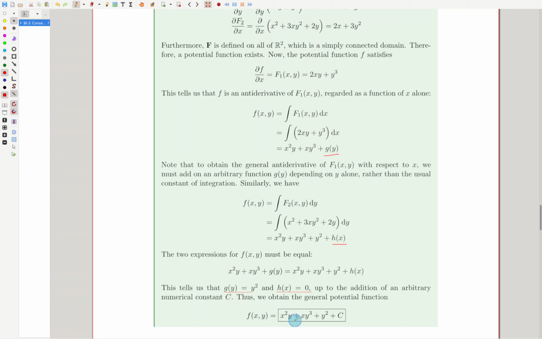And so that tells us what the potential function is in general. Notice that we plug in the g sub y, but then we also have a plus c, because for both of these, you can have a plus c in this g of y and h of x. So this is the potential function in general for this vector field.